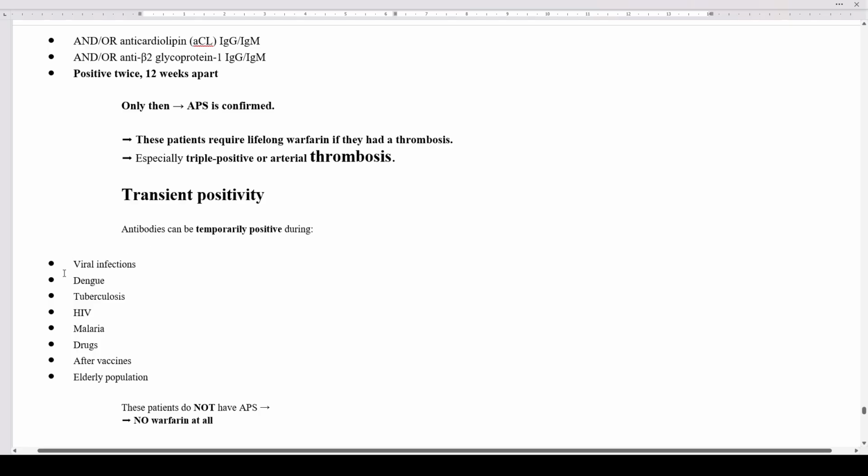And what are those infections? They are viral infections, dengue, malaria, tuberculosis, HIV, certain drugs, after vaccines and in the elderly population. So these patients do not have antiphospholipid antibody syndrome. So we don't give warfarin to these patients.